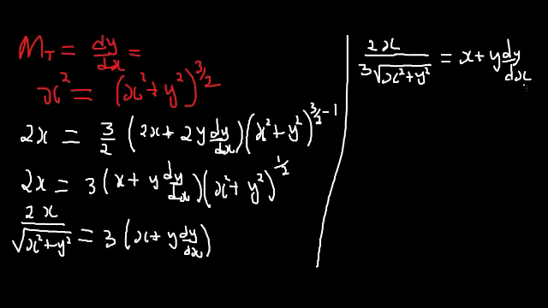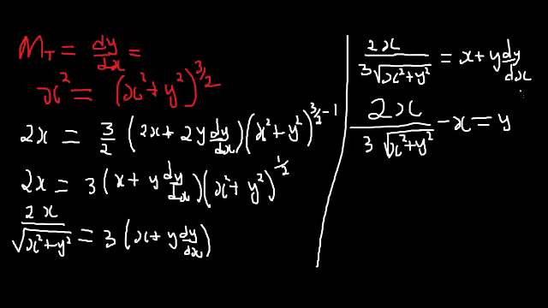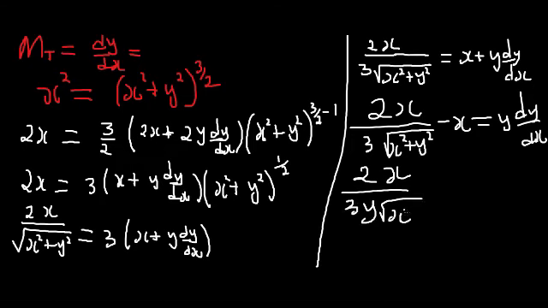So we send our x the other way. Sending x the other way, we are going to have 2x all over 3 the square root of x squared plus y squared, minus x, and this will give us y dy on dx. So we divide all through by y. Dividing all through by y, we are going to have 2x divided by 3y the square root of x squared plus y squared, minus x on y, equals dy on dx.